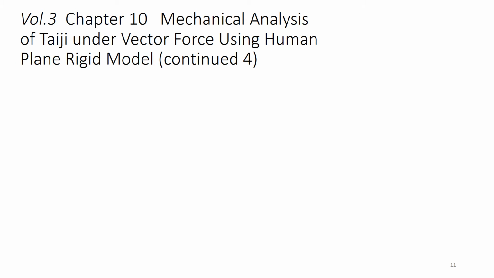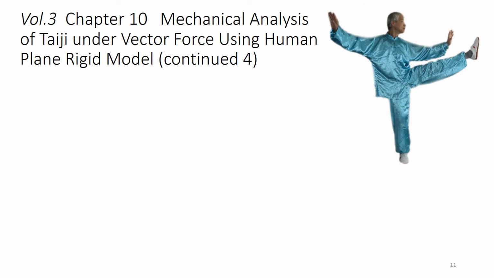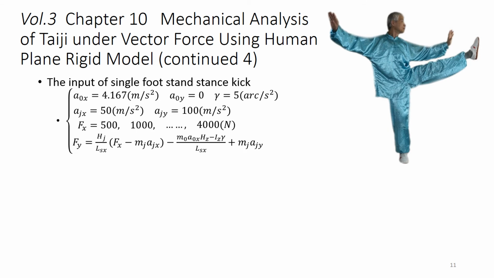Chapter 10. Mechanical analysis of Taiji under vector force using human plane rigid model. Continued 4. The input of a single foot stance kick: body acceleration, body angular acceleration, contact hand acceleration, external force Fx input series, external force Fy input according to a formula.